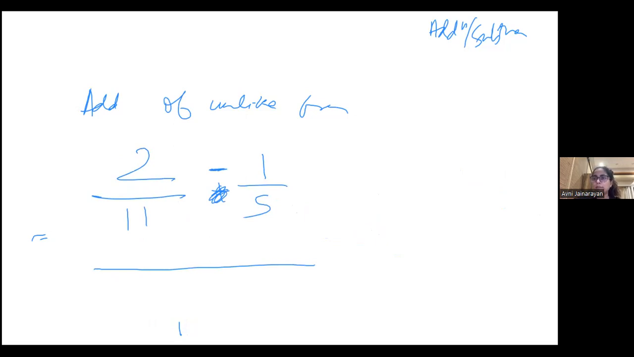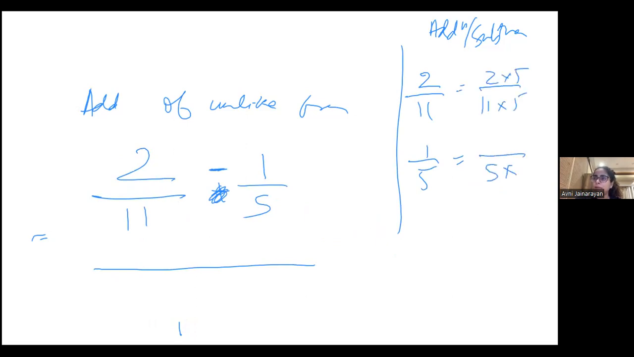See, this is my rough column. So I will be taking 2 upon 11 and 1 upon 5. I will convert them to equivalent fractions. So it becomes 11 into 5, 2 into 5; 5 into 11, 1 into 11. So it becomes 10 upon 55, and suppose there is a minus here, 10 upon 55.